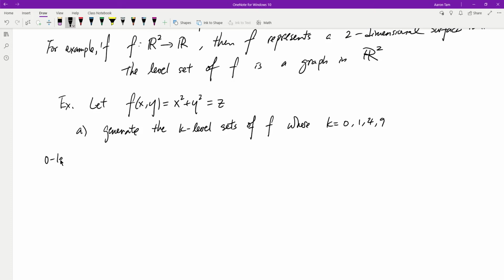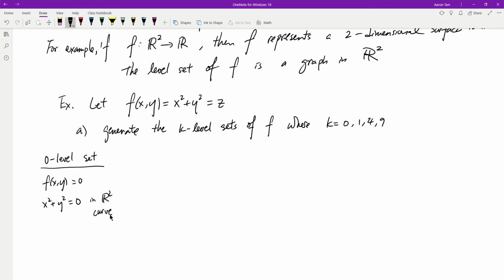So let's start with the first one, the 0 level set. So what does 0 level set mean? Well, it implies that f of x, y is equal to 0. That means x squared plus y squared equal to 0. So now comes the big question. What does x squared plus y squared equal to 0 look like? The first thing I notice is the following. Notice there are only 2 variables involved. That means that this thing is in R^2. Okay, and notice that there's no parameter involved in this equation, x squared plus y squared equal to 0. So therefore, what we have must be a curve in R^2.